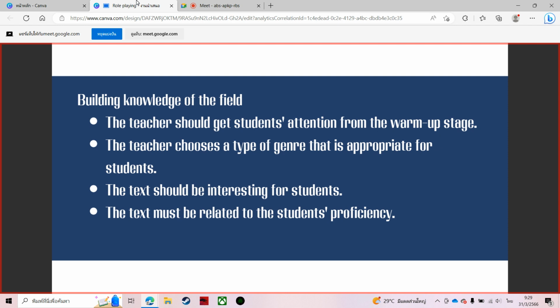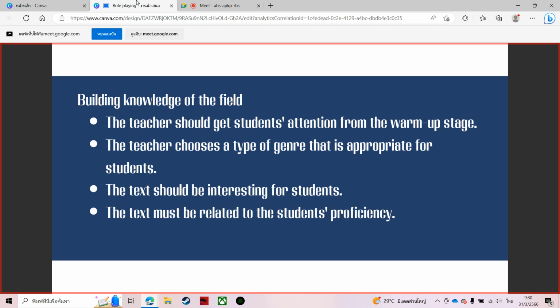And the second one is the teacher chooses a type of genre that is appropriate for the students. And this is really important too. If you teach writing, you should choose some interesting topics about animals, fables, my hobby, my family, my favorite food, something like that. Because young learners always like fables.